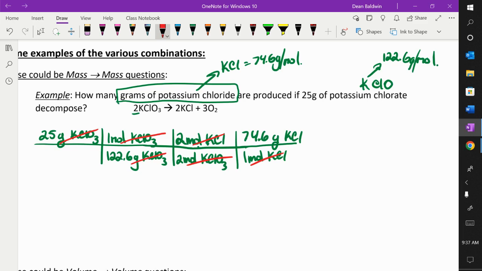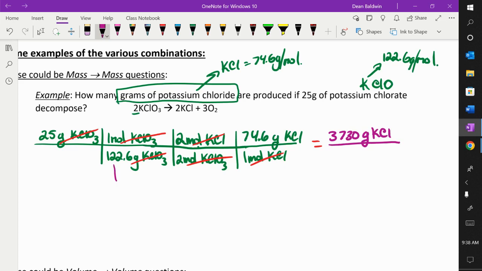What do you do to everything in the top? Multiply, right? So 25 times 1 times 2 times 74.6. I have no idea what that is. We're going to do it in 2 steps here. Just multiply the top for me, please. What do you get for the top? 3,730 grams of KCl.